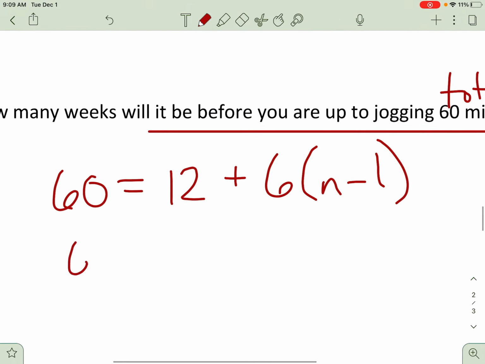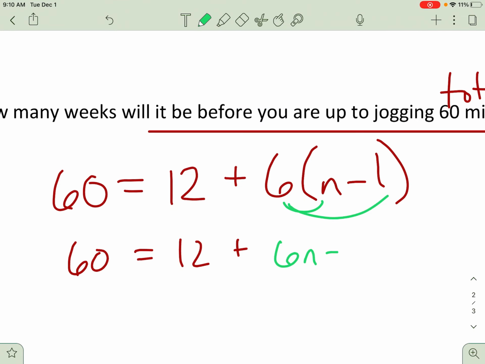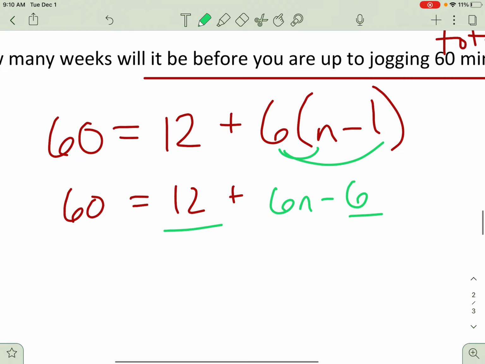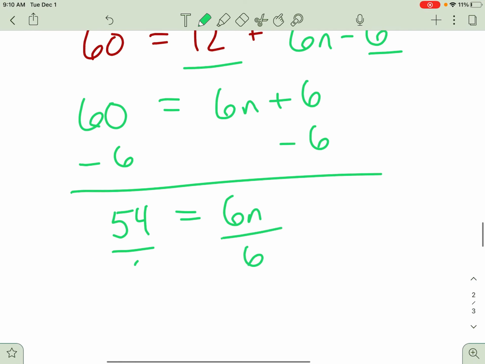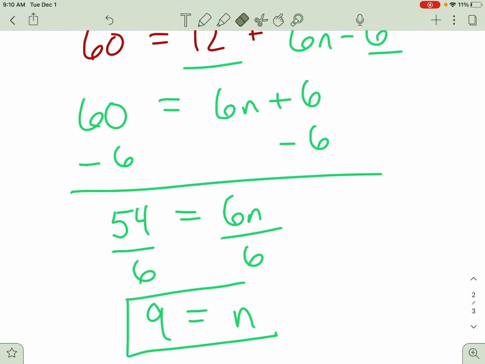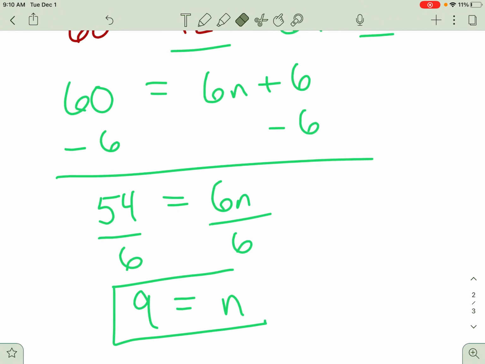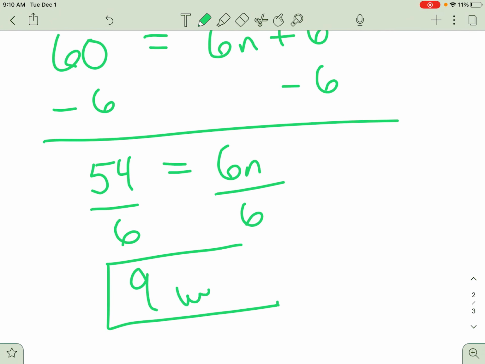All right, so we're going to simplify the right side, solve for n. So distribute the 6, gives you 6n minus 6. Okay, then we can combine these. So 12 minus 6 is just 6. All right, and then we're solving for n just like it's x. Divide by 6, divide by 6. So 9 is n. 9 weeks. Until you're jogging 60 minutes.